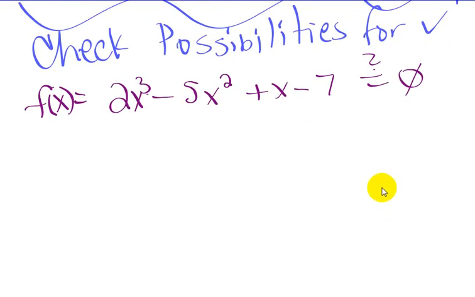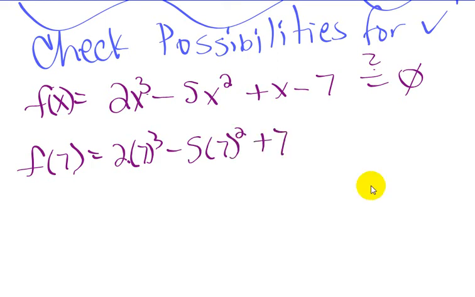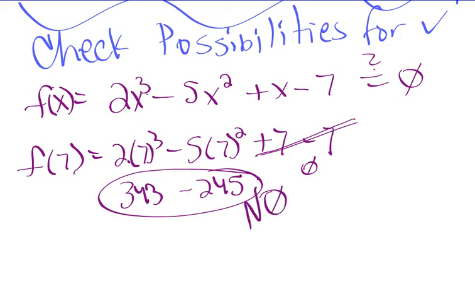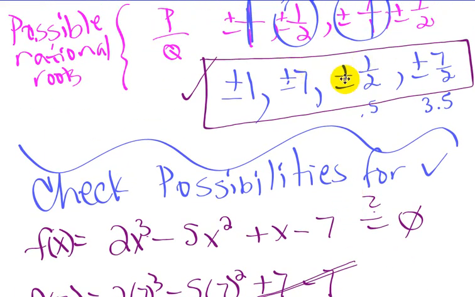Okay, so now let's check positive 7. So f of 7 is equal to 2 times 7 cubed minus 5 times 7 squared plus 7 minus 7. 7 times 7 is 49, and 49 times 7 is, okay, so that's going to equal 343, and negative 5 times 7 squared, which is 49, is equal to negative 245. And then our plus 7 minus 7 goes to 0. So I can tell you right here, we do not have a 0 situation here. So it's a no. 7 doesn't work. You'll repeat this process on negative 7, positive 1/2, negative 1/2, positive 7/2, negative 7/2.